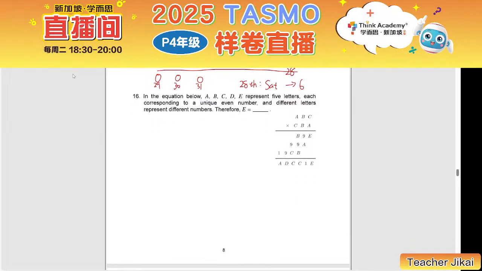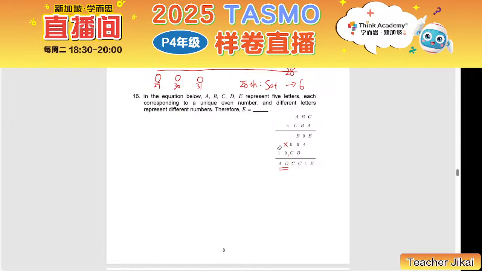So question 16 is a number puzzle. We have A, B, C, D, E representing 5 letters, and each is a unique even number here. Which one should we start with first? We should start with AD. Do you know why? Because for AD, there's nothing here, so what will make the A19 become AD? Only this carry over, right? The carry over can only become 1.